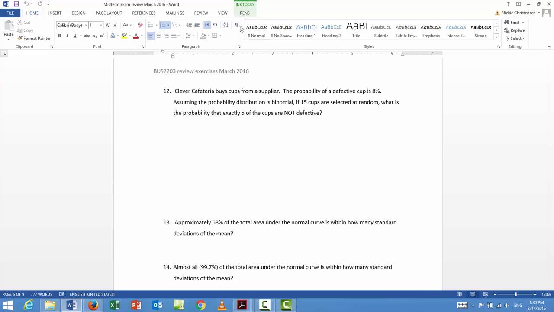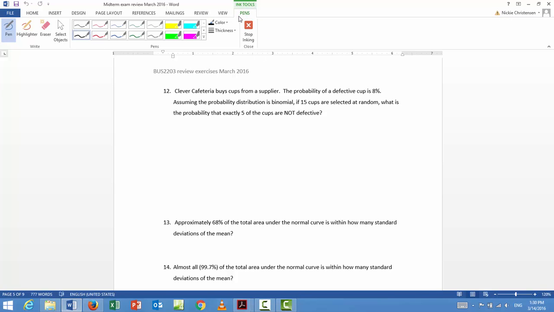Okay, and then it tells us, assuming the probability distribution is binomial, if 15 cups are selected at random, what's the probability that exactly 5 of the cups are not defective? Right? So they give us the probability, and something is either defective or not defective. All right? So they told us that the probability of being defective is 8%, which is 0.08.